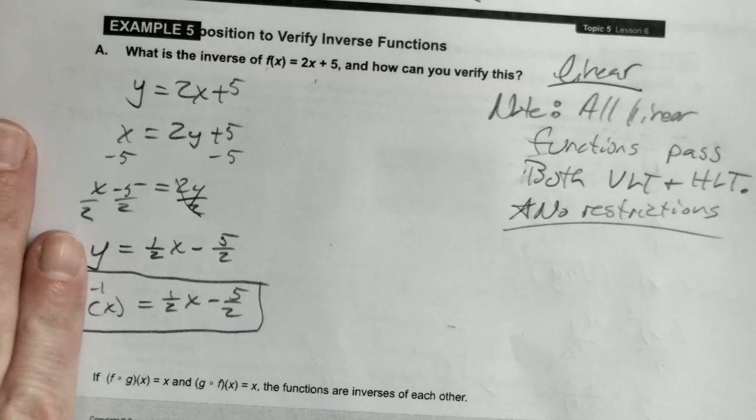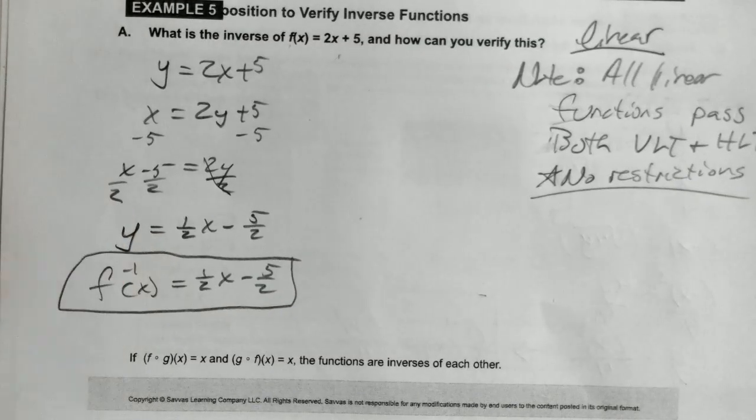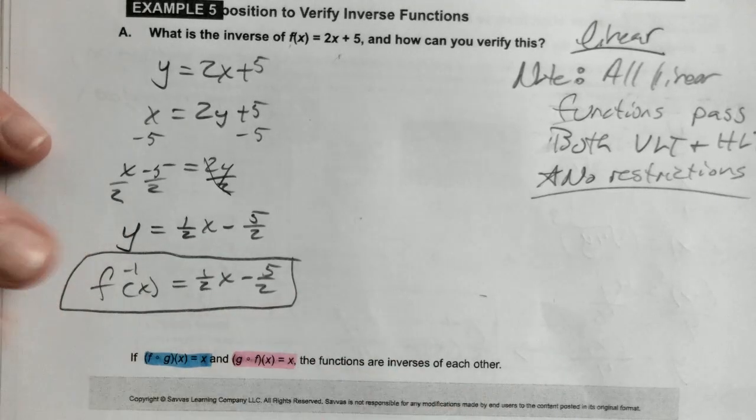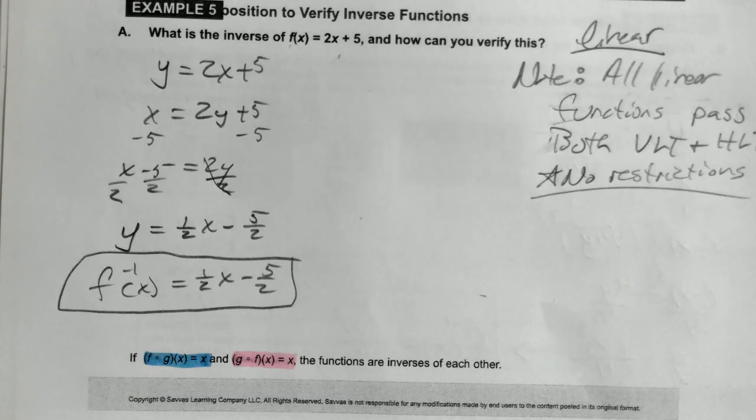Now, they left a little clue down here. And this is a function composition. Alright, so what this says, if I plug a function and its inverse into each other, the result should just be x. It should just be x.